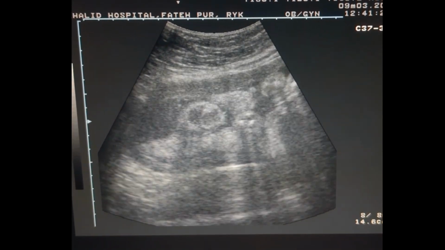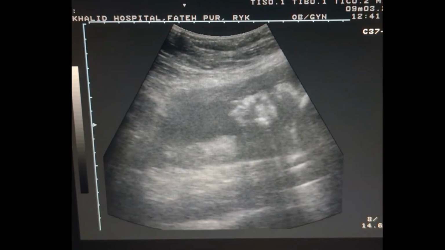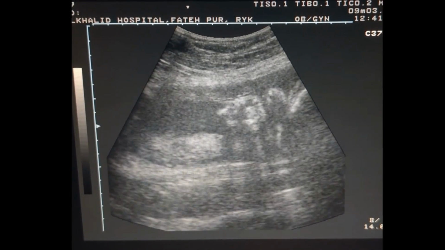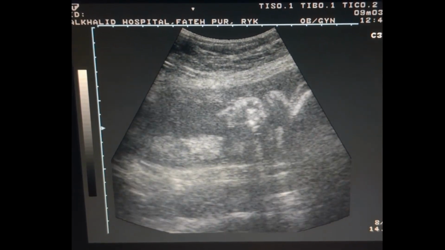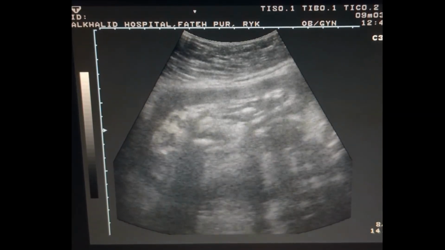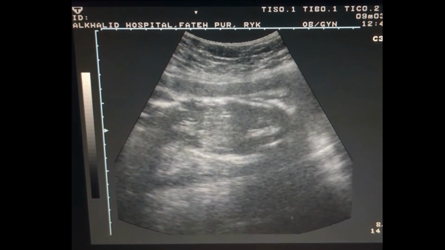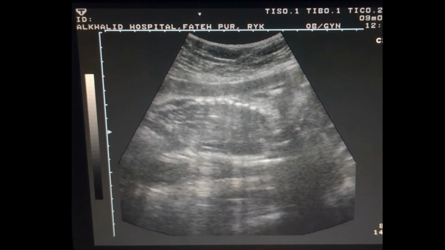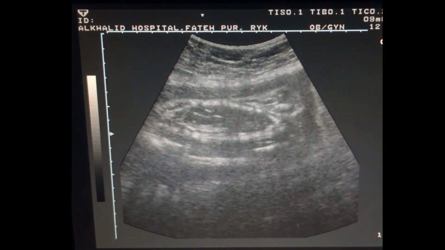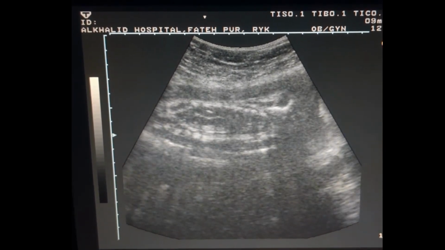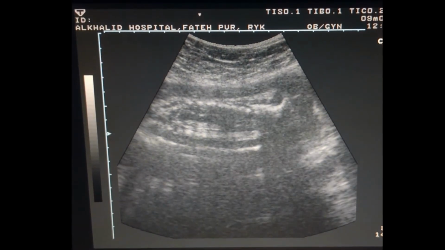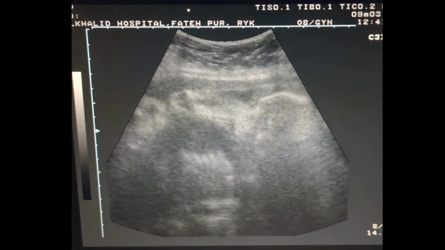Fetal amniotic fluid liquor pocket and placenta can be seen. Placenta is on the posterior wall. This is the fetal thorax, fetal chest, and the fetal heart is silent. There is no cardiac activity and no fetal movement noted.